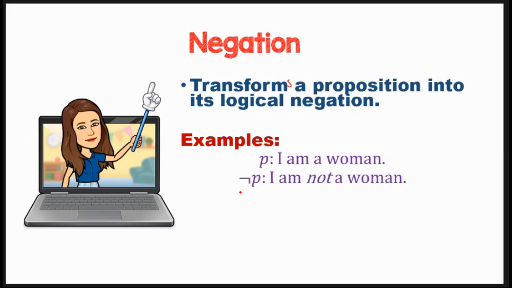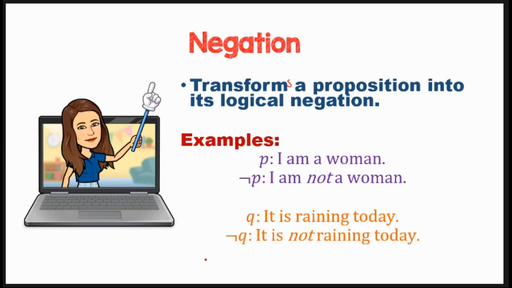Again, ang symbol na ginagamit natin, inverted L. Para siyang naka-rotate na L. So, this is read as negation of P. The negation of P is, I am not a woman. Let's have another example. Proposition Q, it is raining today. The negation of Q is, it is not raining today.